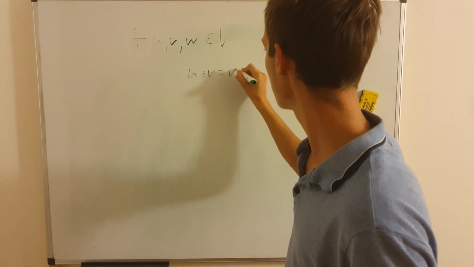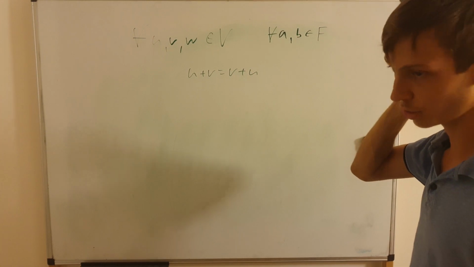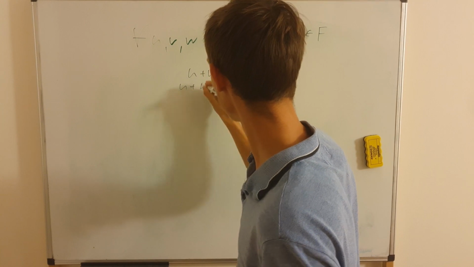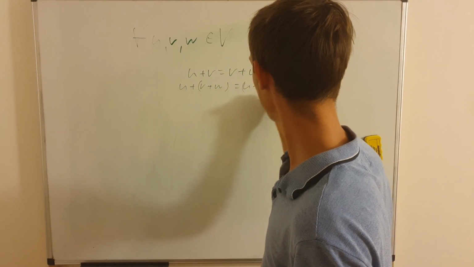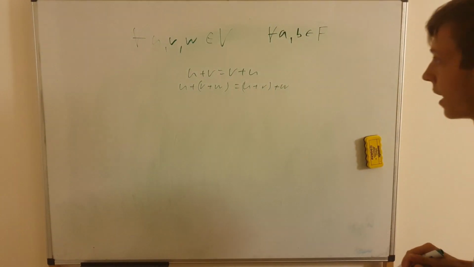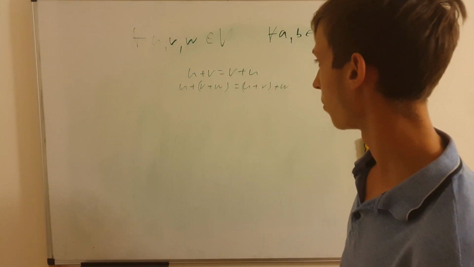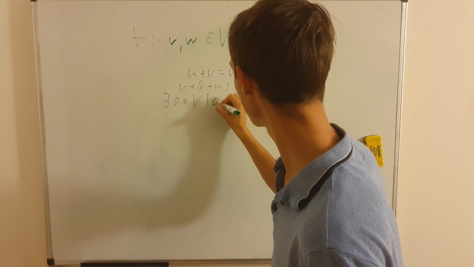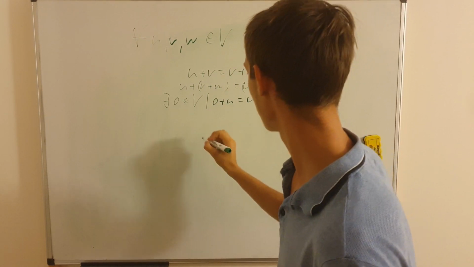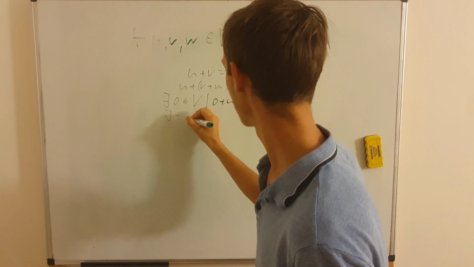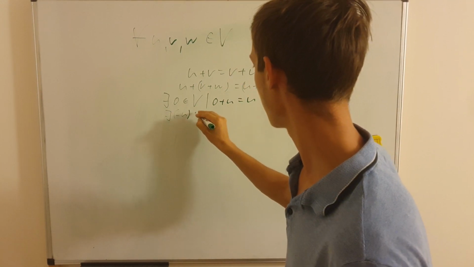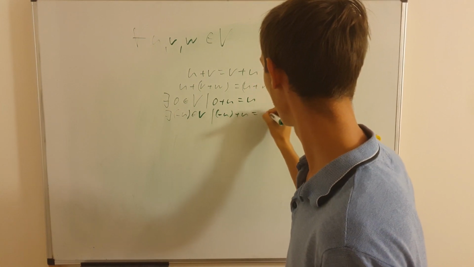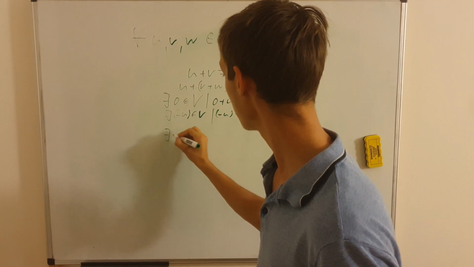U plus V will equal V plus U, meaning there's commutativity under addition. Then there is also associativity, meaning the order of addition doesn't matter. And then there are some more requirements. There exists some 0 in V, such that 0 plus U will still be U. There also exists some minus U in V, for every U in V, such that minus U plus U will give this 0.